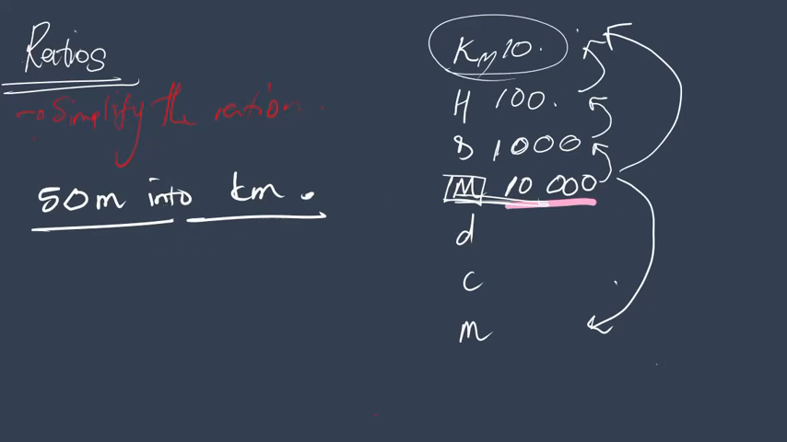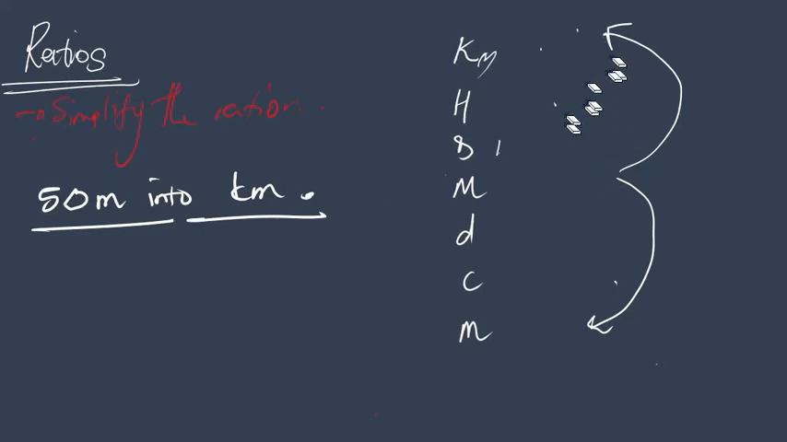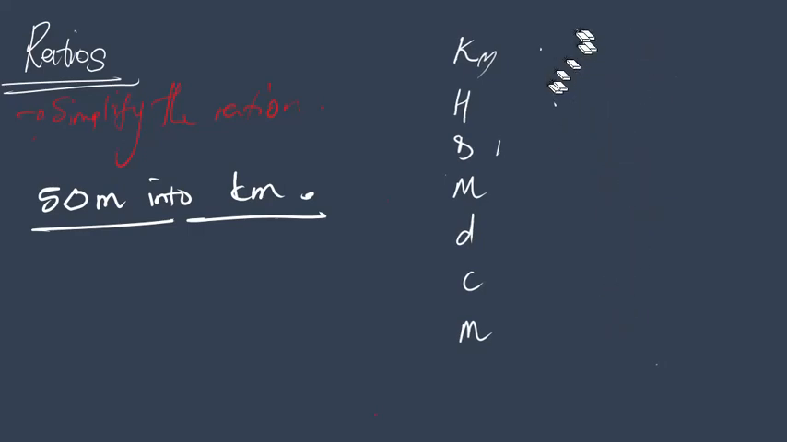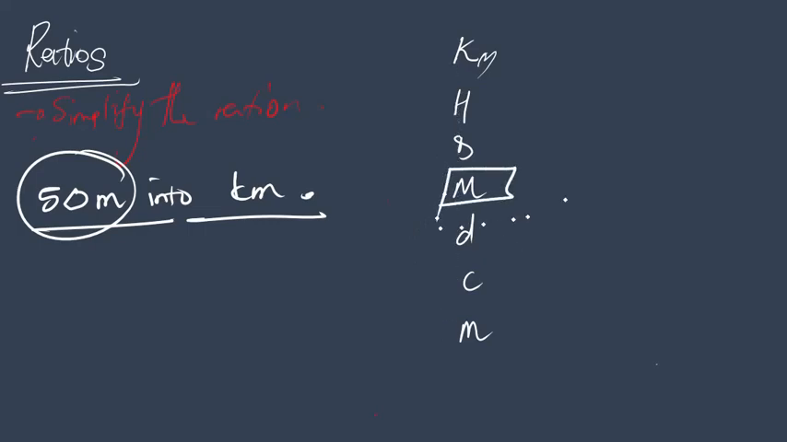So obviously you would continue with the nonsense method. Let me erase this. And then you figure out, when they gave you 50 meters, where does it fall? Kilo, hectare, deca, meter, deci, centi, or milli. It falls here. 50 falls here, right? We said when you go down, it's when you're going to the millis. And when you go up, it's when you're going to the kilos.